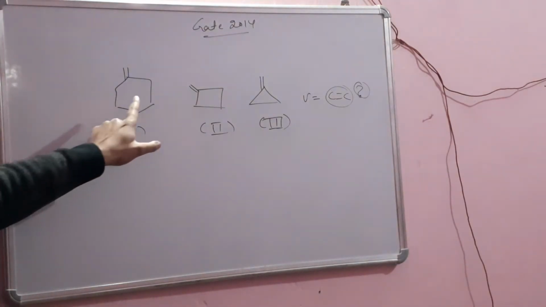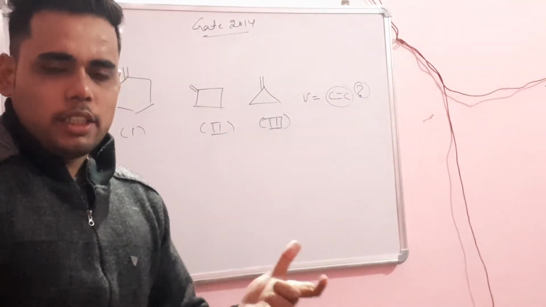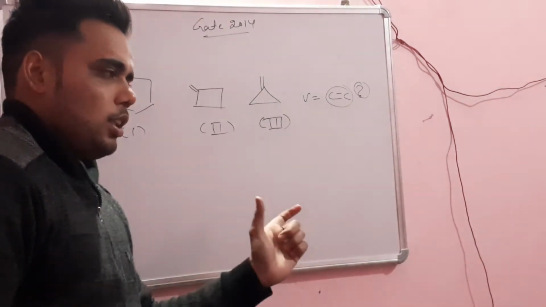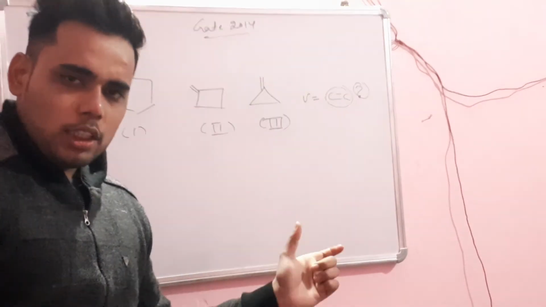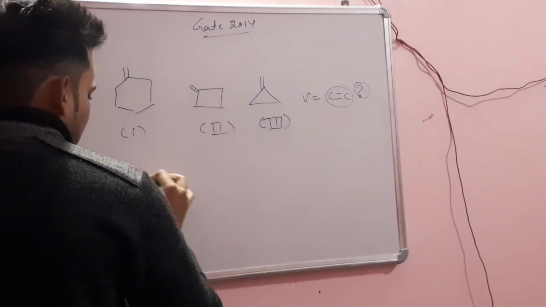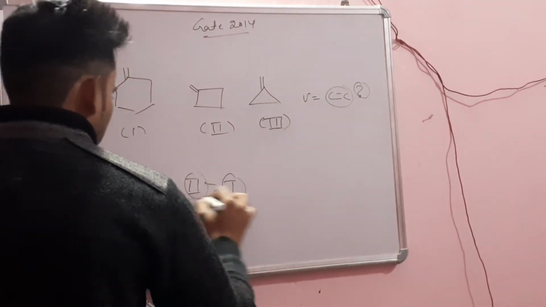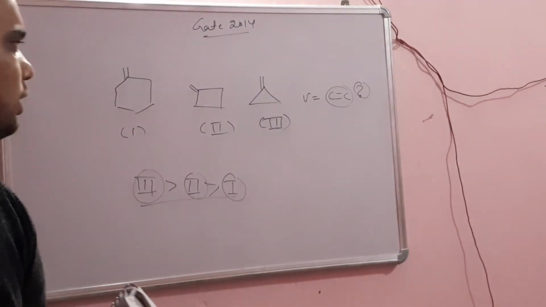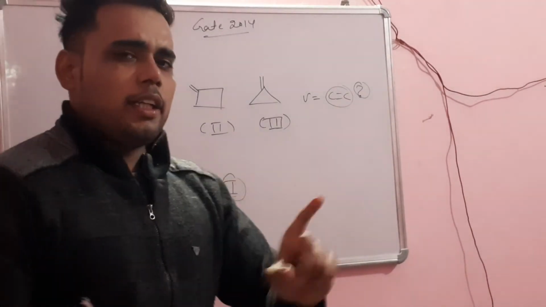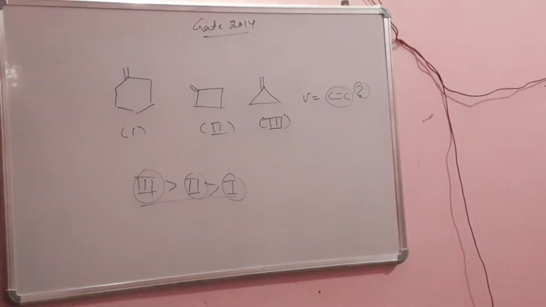Whenever you have a decreasing number of carbons in a ring and you have an exterior bond there, always remember that the smaller the ring, the greater will be the frequency. So the order will become like this: 3 is greater than 2 is greater than 1. That's your correct option. It's a very simple question, I guess.